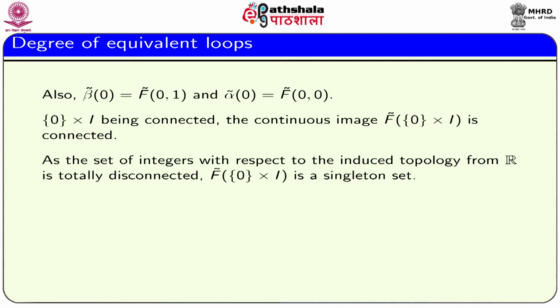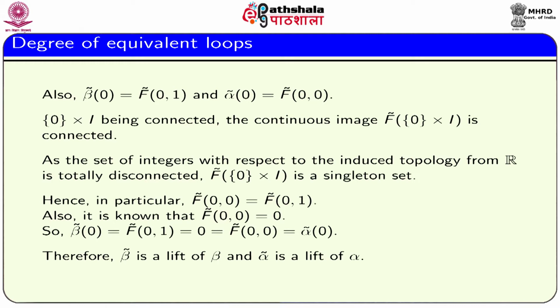Now, we know that I, the closed interval 0, 1, is connected, and a singleton set is of course connected. So 0 cross I is a connected subset of R cross R, thereby giving the continuous image F tilde of 0 cross I a connected subset. As the set of integers with respect to the induced topology from R is totally disconnected, F tilde of 0 cross I is a singleton set.